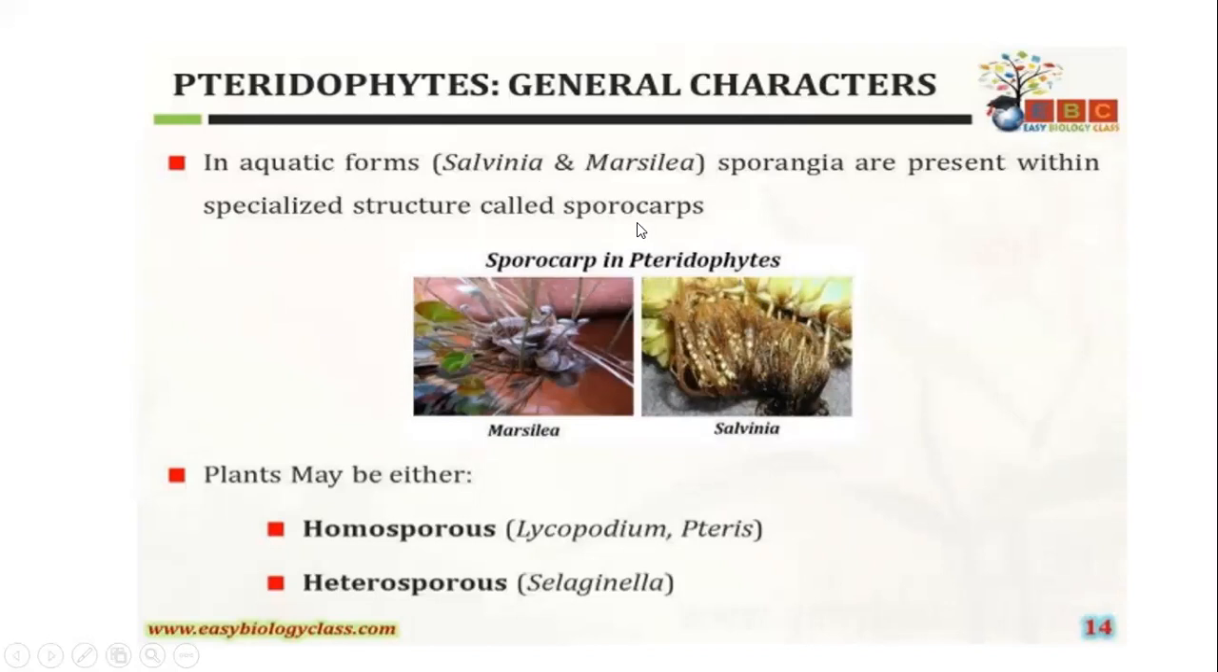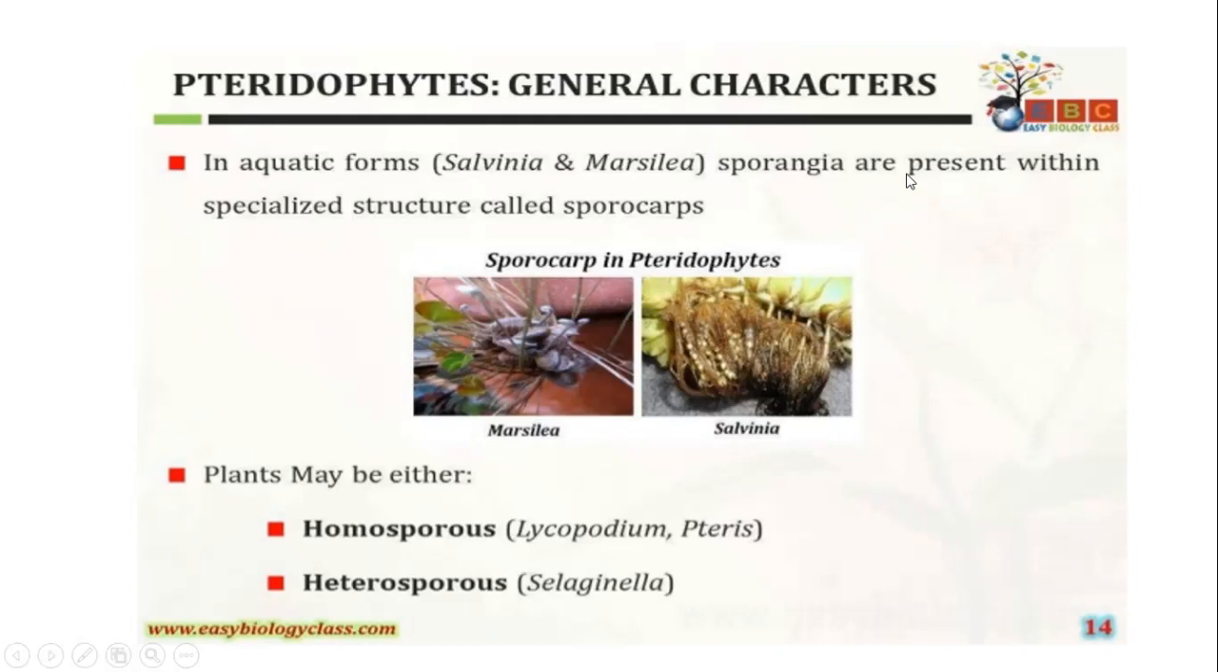Okay, in our syllabus the types are Lycopodium, Equisetum and Marsilea; these three type studies are there. So at the time of the type study, the sporocarp structure is very, very important in Marsilea. In the sporocarp you can see the development of sporangia in the case of aquatic pteridophytes. Next, whatever it may be, spores will develop from the sporangia.